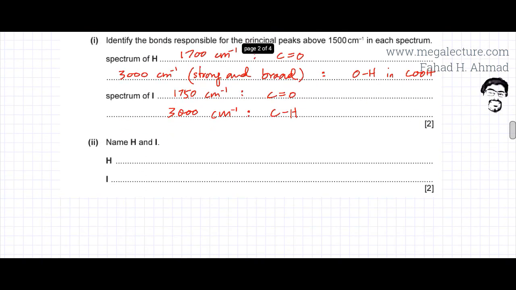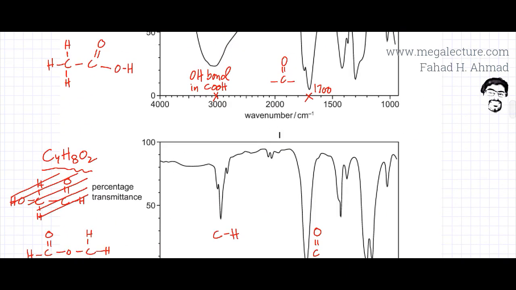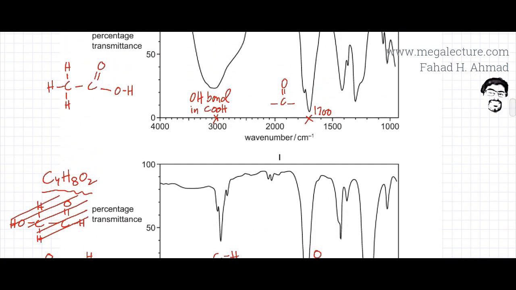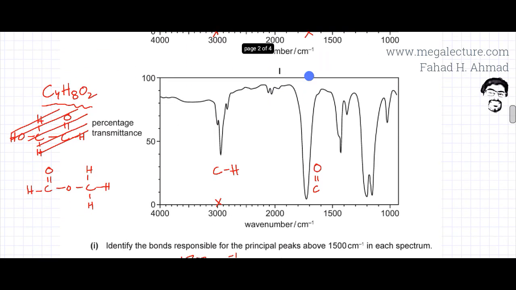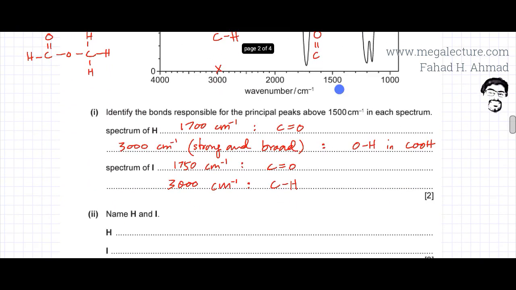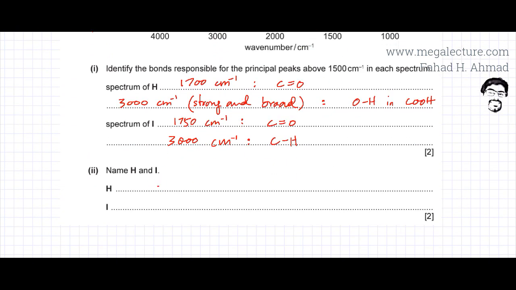And in the last part, I need to name H and I. I've already figured out what H and I are, so let me redraw them. H was ethanoic acid, so this is ethanoic acid over here. Whereas I, if you look at this molecule, is going to be methyl ethanoate. So let's write down their names. One is ethanoic acid, and the other one is methyl ethanoate.